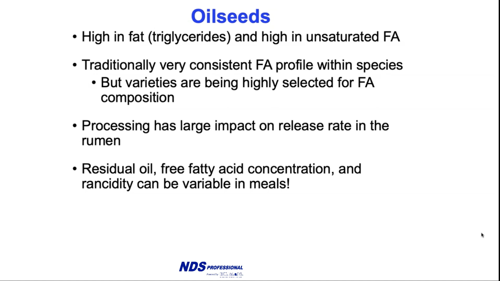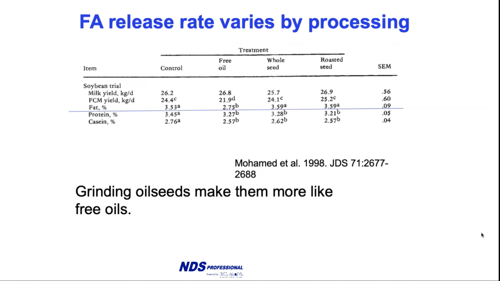The big thing to realize is that processing has a really large impact on some of these oil seeds, in that processing has an effect on the rate of release of that fatty acid within the rumen. So just quickly, some data from a project looking at free oil versus feeding whole soybeans or roasted soybeans. When they fed that free oil, they caused milk fat depression, dropping those cows from a 3.5 to a 2.75. But the same amount of fat coming from the whole seed didn't cause milk fat depression.